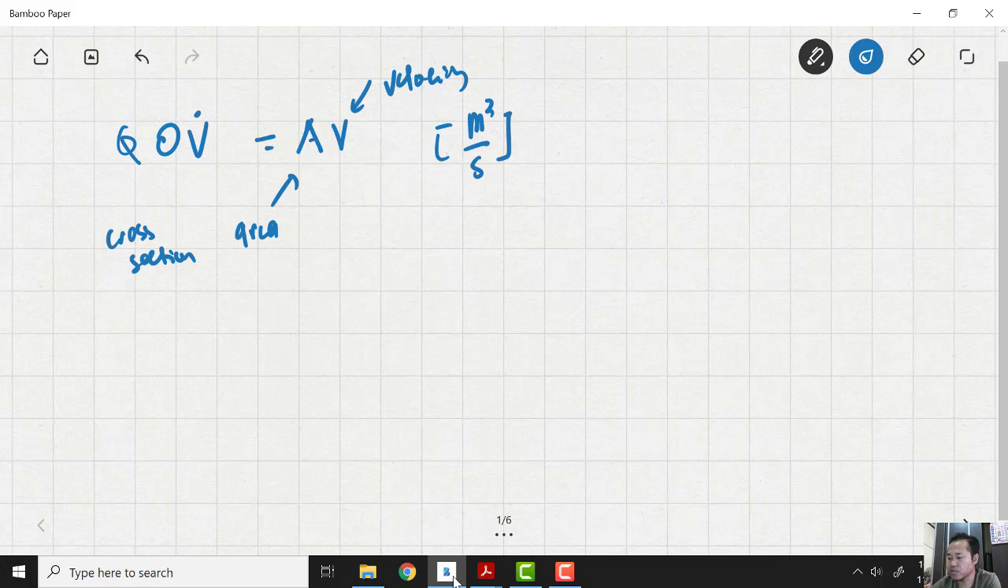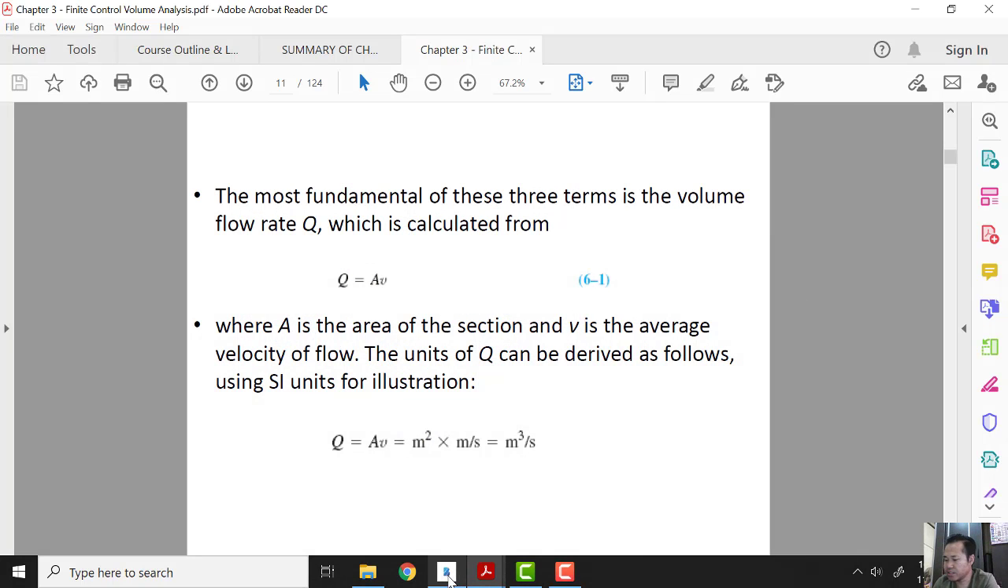What is the unit of A? A is area, so the unit is meter square. What is the unit for velocity? Velocity is meter over second. So we get meter cubed over second. That is Q, the volume flow rate.